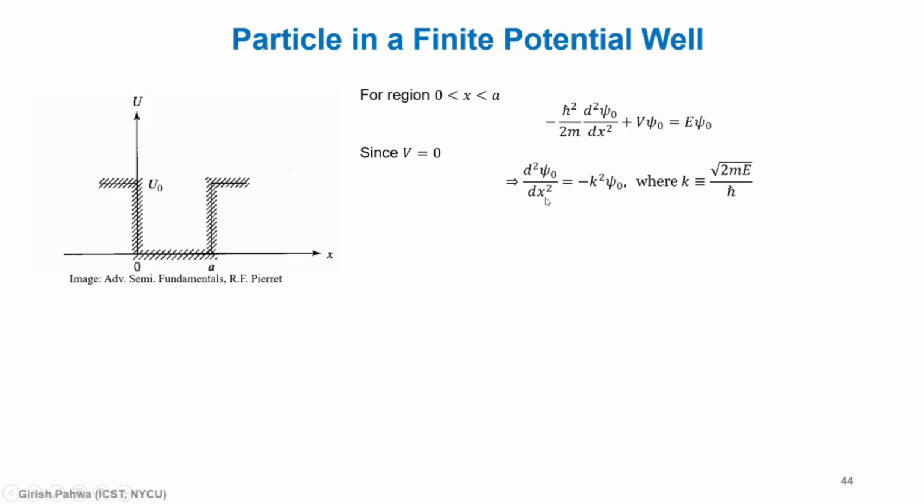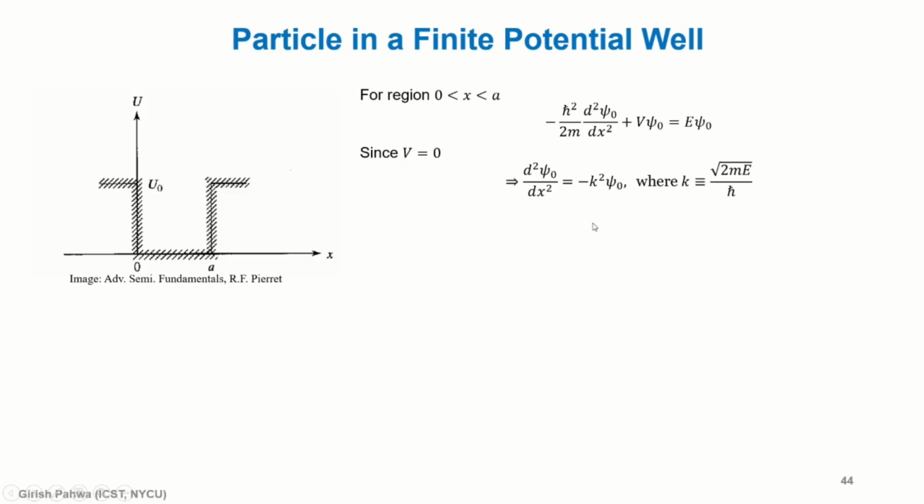We get d2 psi naught by dx square plus k square psi naught equal to 0. So this is our old story. We have seen this many times now, right? You get this number 2mE over h bar square, and you assume that it is some k square, where k is equal to under root of 2mE over h bar. Now, what will be the general solution of this?